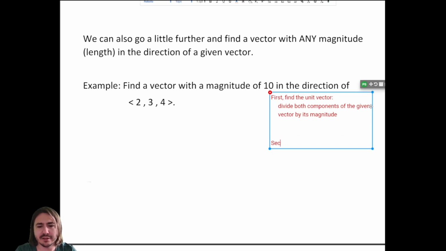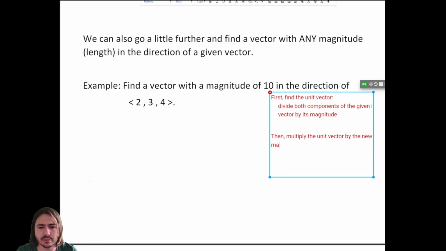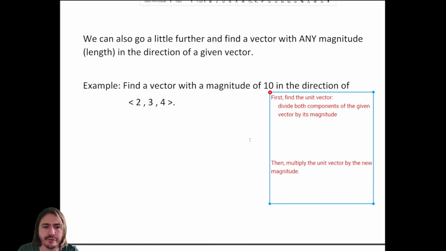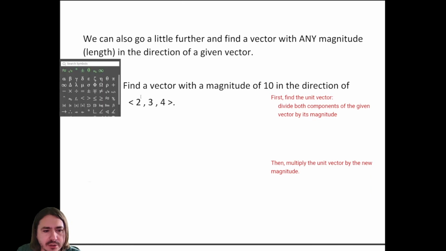So second, or last, we will multiply the unit vector that you just found by the new magnitude. So in this case, we would multiply by 10. So let's start by finding the unit vector that's in the direction of 2, 3, 4. And to do that, we need to first find the magnitude of this one.